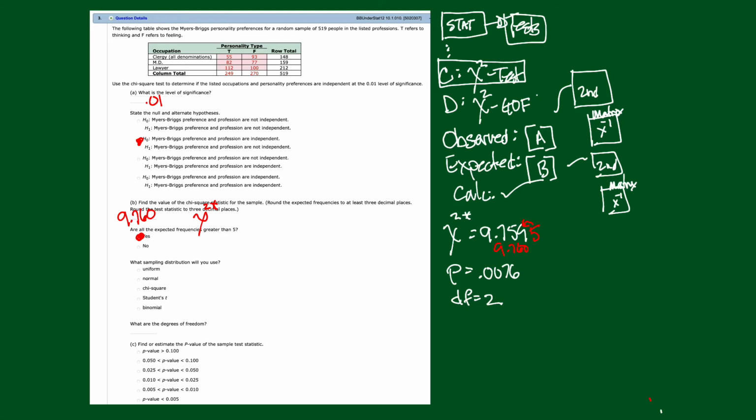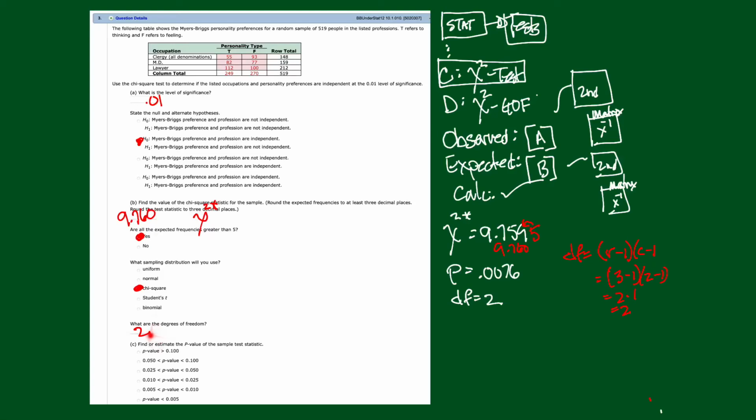Now, what sampling distribution will you use? Well, we're using a chi-square. And what are the degrees of freedom? The calculator showed us that. That's 2, so we're going to enter a 2 here. You remember from the theory video that the degrees of freedom is equal to the number of rows minus 1 times the number of columns minus 1. We have 3 rows minus 1, and 2 columns minus 1. So we get 2 times 1. There's our 2 degrees of freedom.